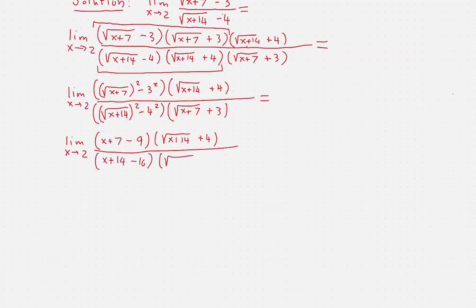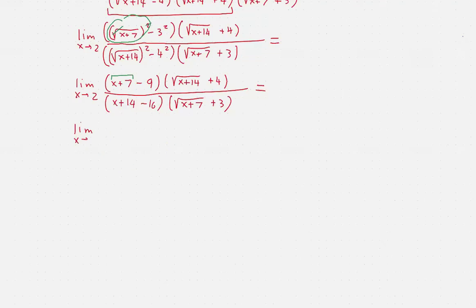And here, let's make sure that we all understand what just happened. This x plus 7 was obtained by square root of x plus 7 all squared. So in some sense, the square root and the square cancel each other. And 3 squared is 9. Same thing for the bottom. So now we actually do the little computation. So how much is 7 minus 9? That's negative 2. So we get an x minus 2 on the top.